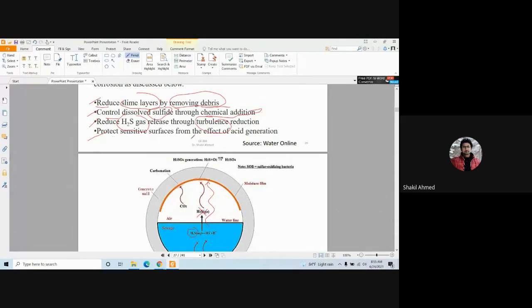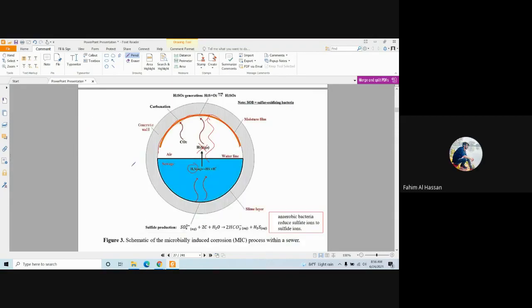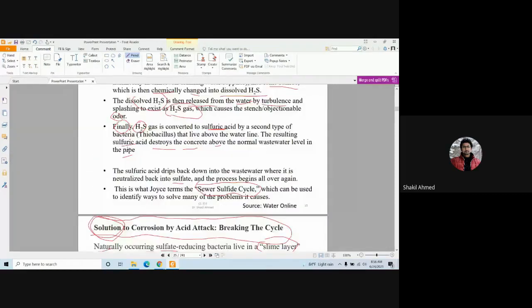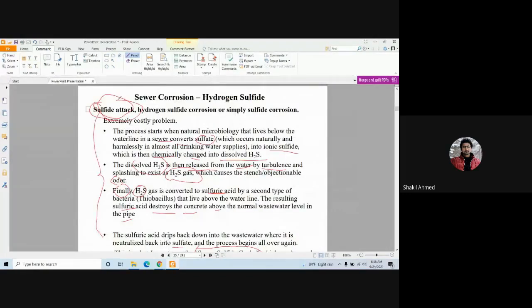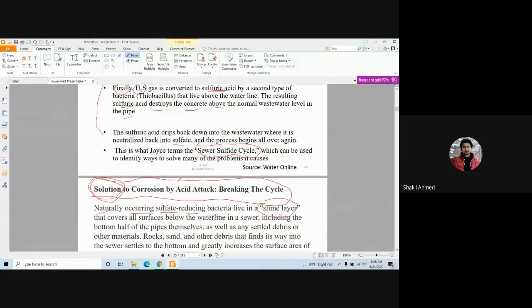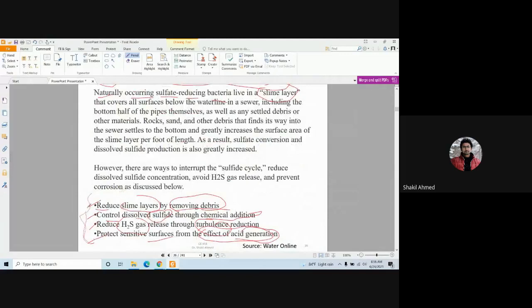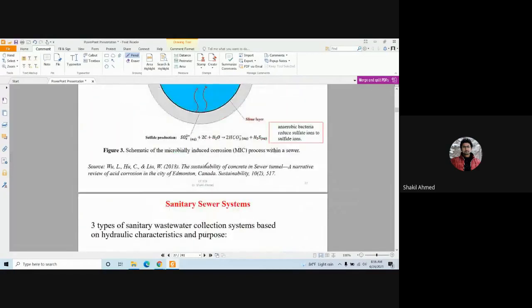And protect sensitive surfaces from the effect of acid generation. Here you may use different types of protective layers, a coating of different protective layers, to save the surface from the effect of acid generation. Did I make it clear? Yes, sir. So you should learn this figure with this explanation of sulfide attack as well as the solutions. This is important. Okay? Any question, guys?